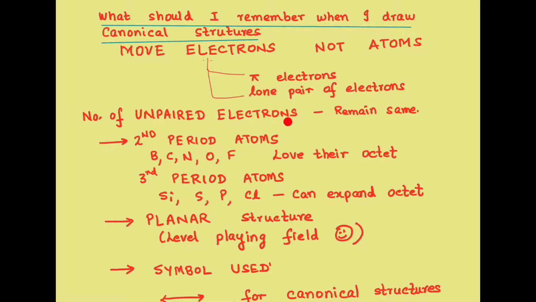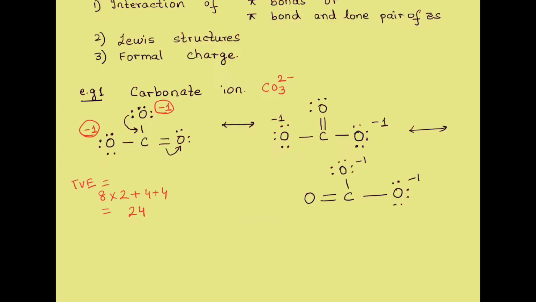The total number of unpaired electrons have to remain same. We saw in the case of carbonate ion, the total number of valence electrons in each of these structures is 24, right? That should not change.